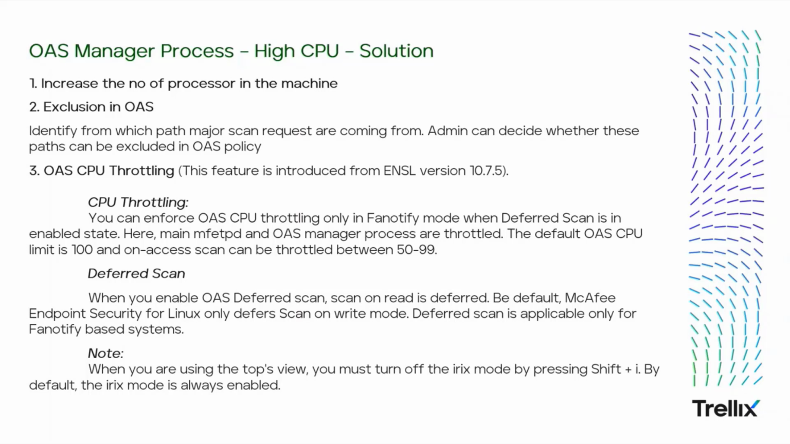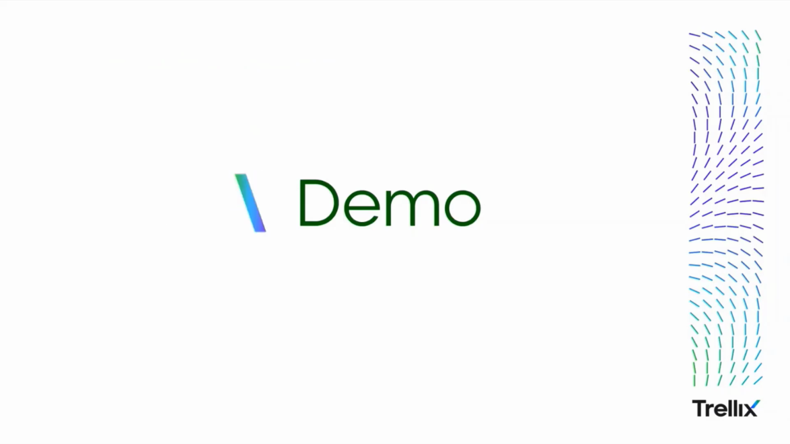Now switching to Solaris mode, it is fixed at 100%, which means for a 2-core machine, each core is calculated as 50% and the total CPU is 100%. So in this mode, you could notice the on-access scan manager is consuming up to 50%. And now let's quickly take a look at the demo.